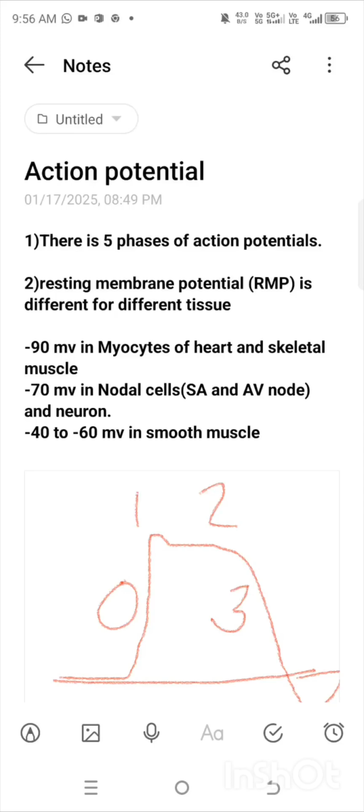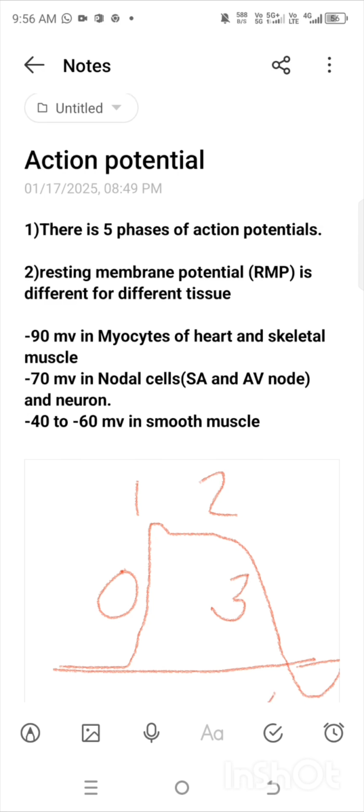There are 5 phases of action potential. Resting membrane potential is different for different tissues: minus 90 millivolt in myocytes of the heart and skeletal muscle, and minus 70 millivolt in nodal cells like the SA node and AV node, and in neurons.